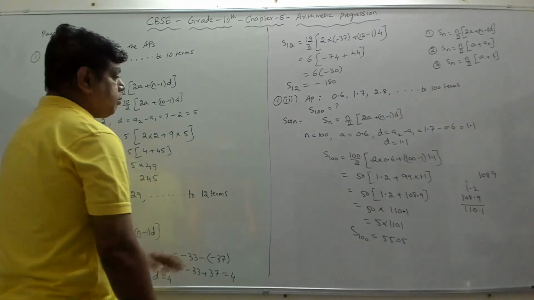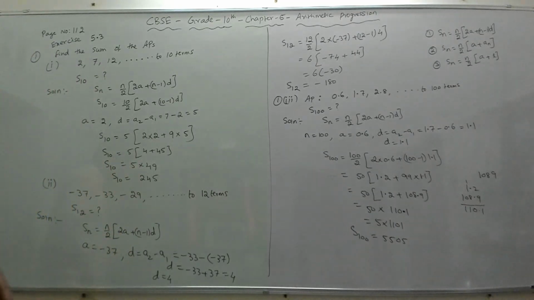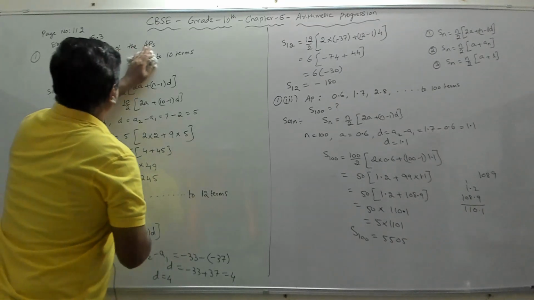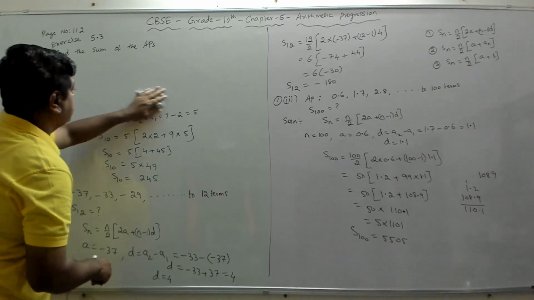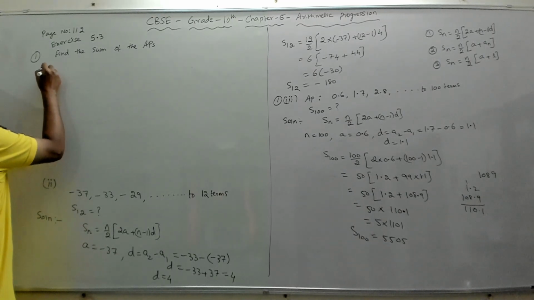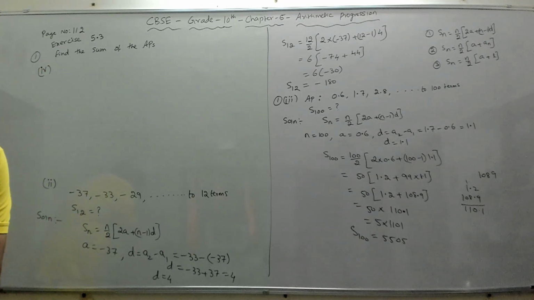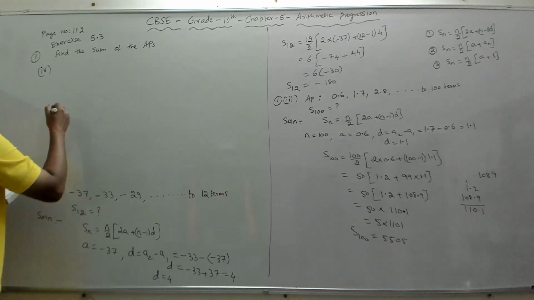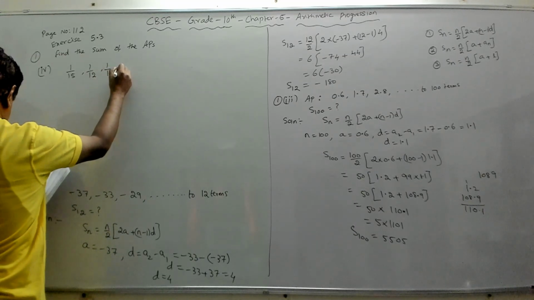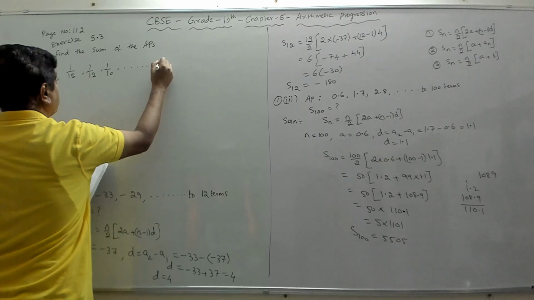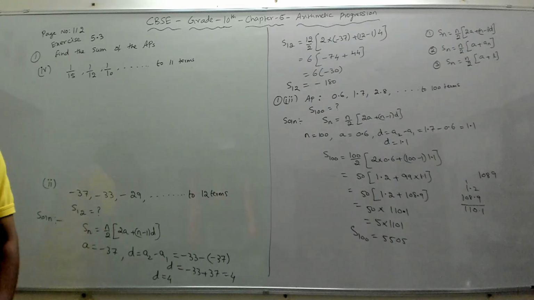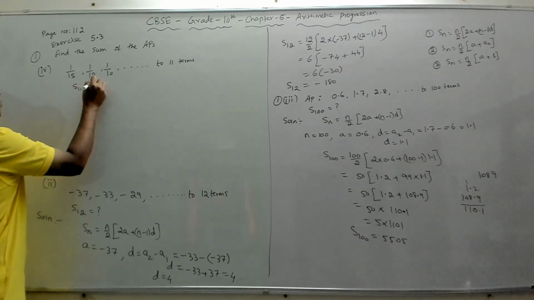Now the fourth problem under the first subdivision. All of you can pause the video and take the notes. I will erase this. So we are going to do the fourth subdivision under the first problem. We have to find the sum of 1 by 15, 1 by 12, 1 by 10, up to 11 terms. Which means we have to find S11.